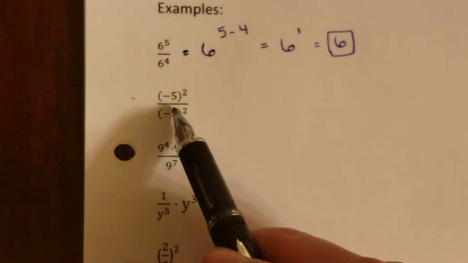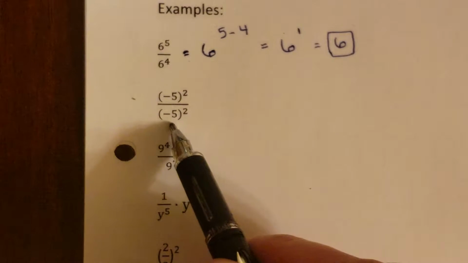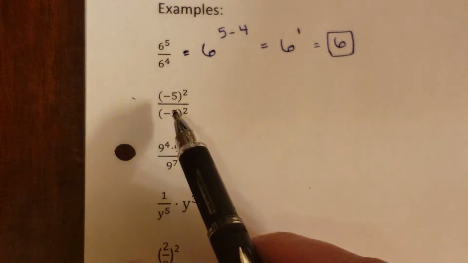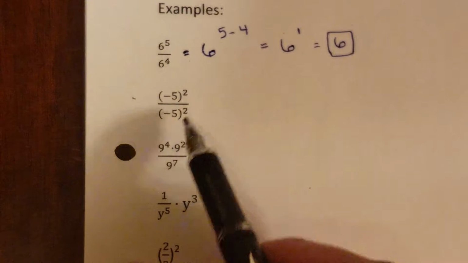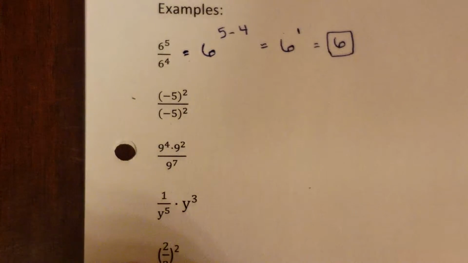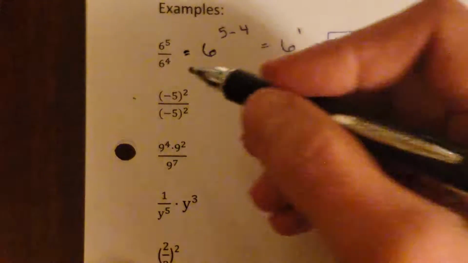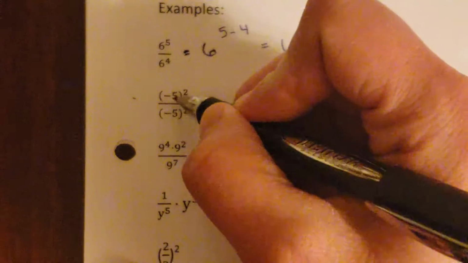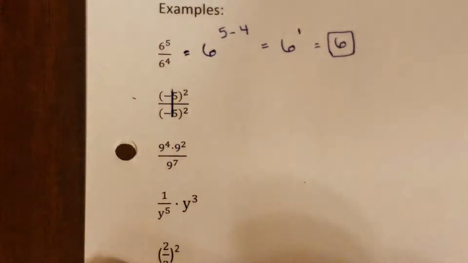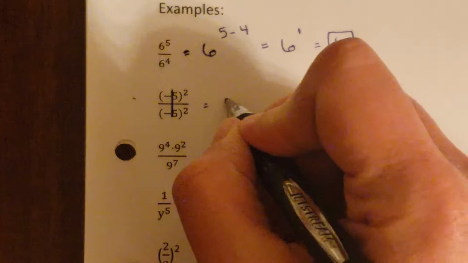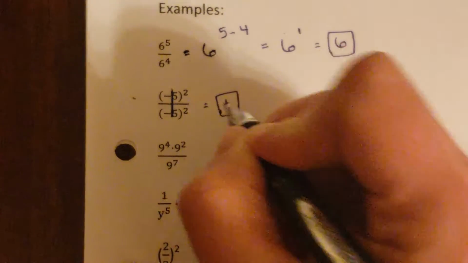Here you'll notice I have -5 squared over -5 squared. Now -5 squared is 25 over 25. Anything into itself is just 1. Well, that makes sense because this is the same thing. So just 1. That's all there is to it.